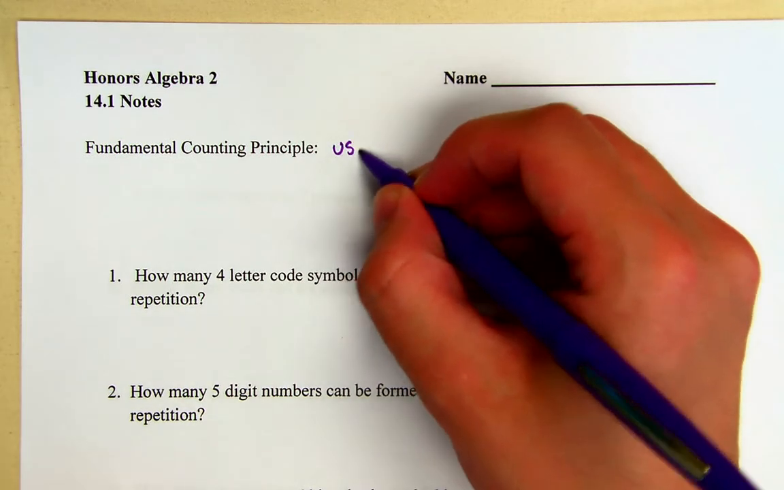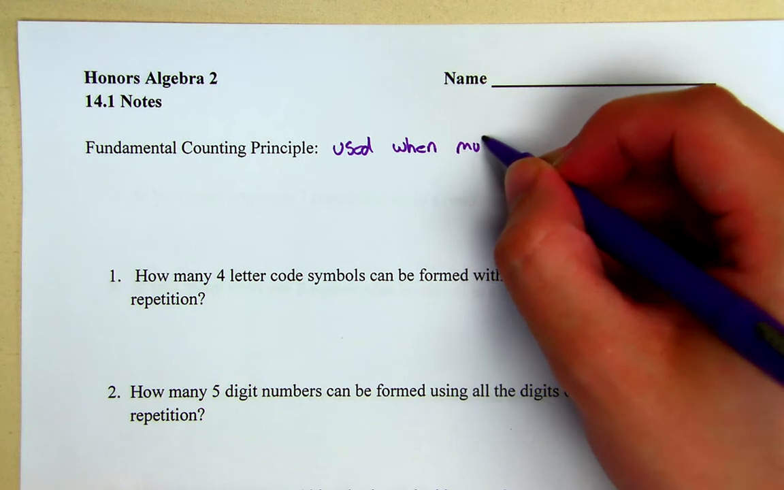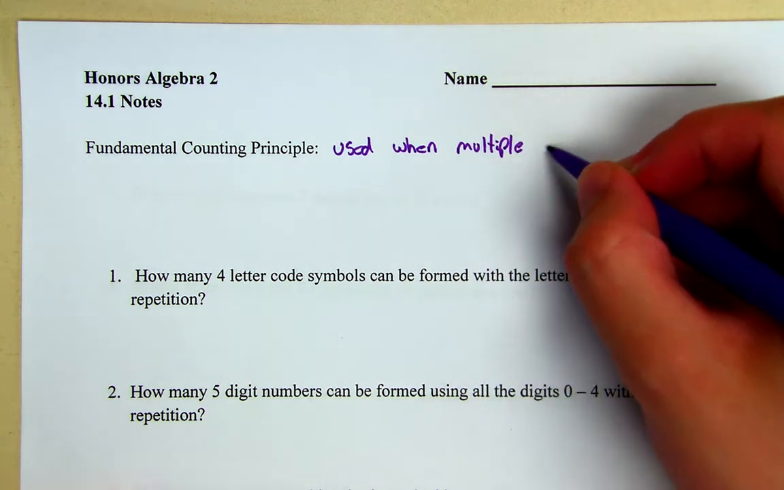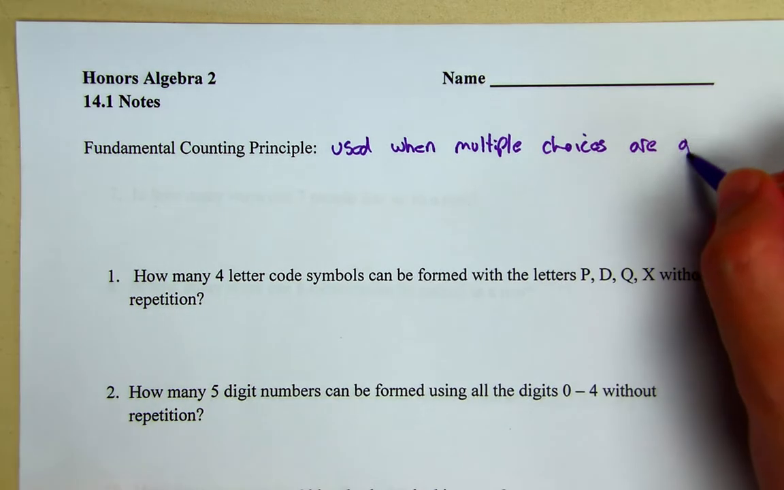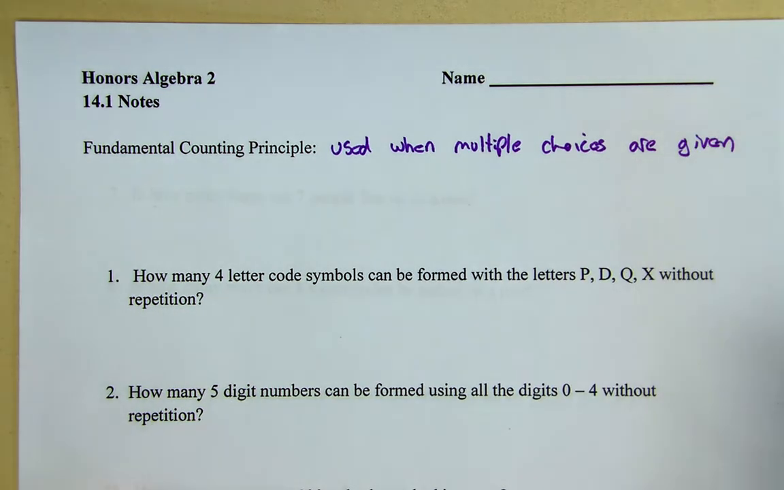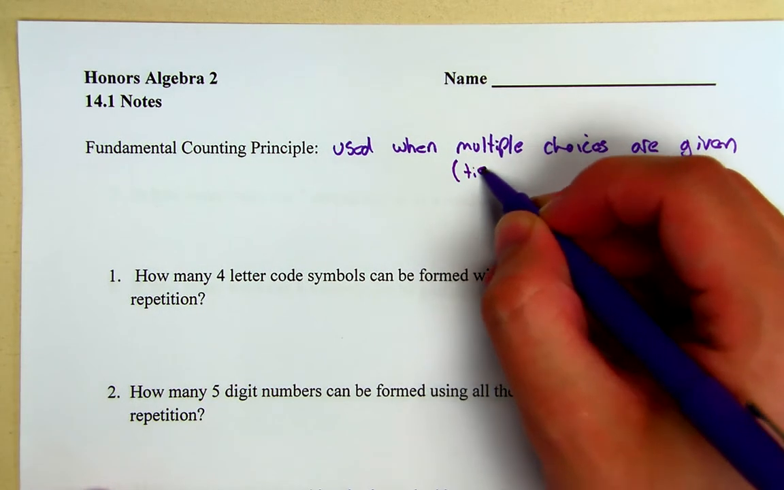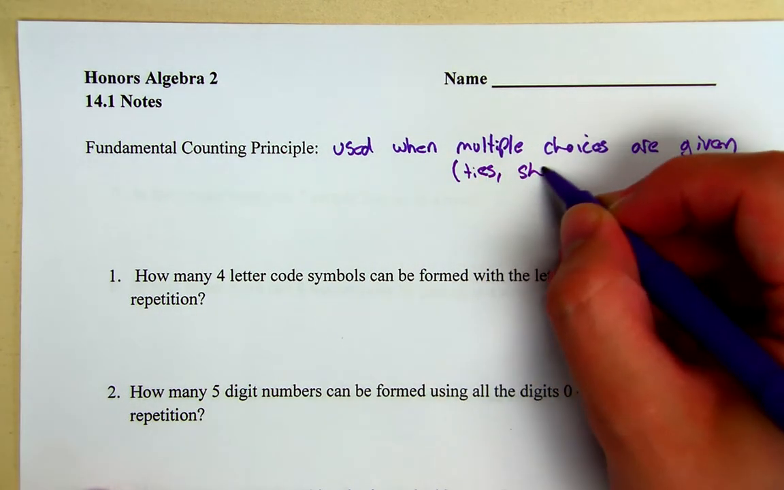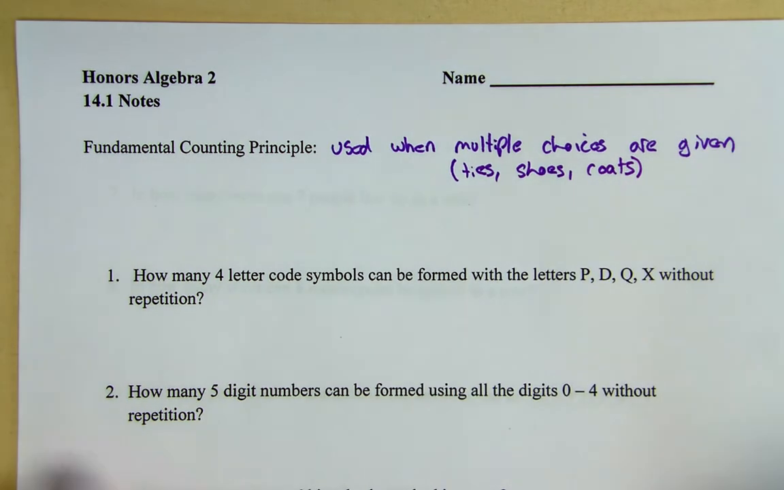So it's used when multiple choices are given. An example of this would be like if I'm picking between ties, shoes, and coats to wear, and I have multiple options of those each.